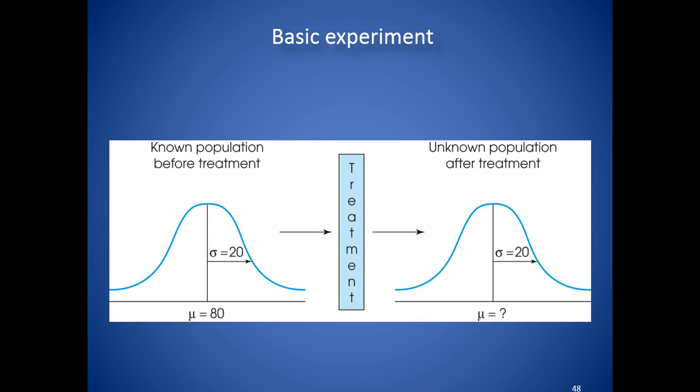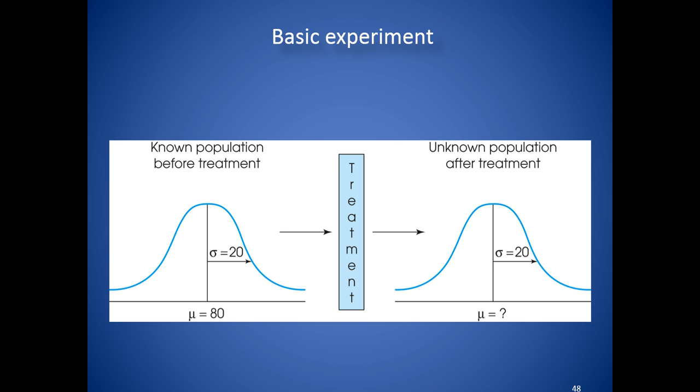The mean cholesterol level is 80 with a standard deviation of 20. And then you introduce a treatment, like a new drug. Let's find out what happens then to an unknown population after the treatment. What is the mu? What is the mean of this population after it receives the treatment?